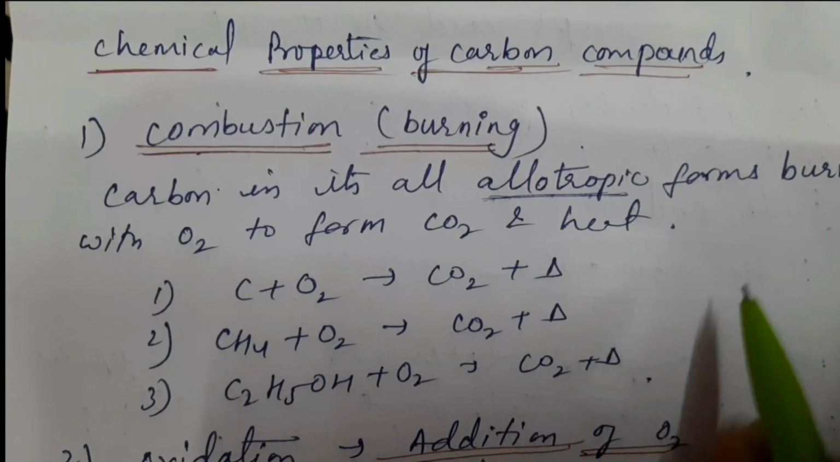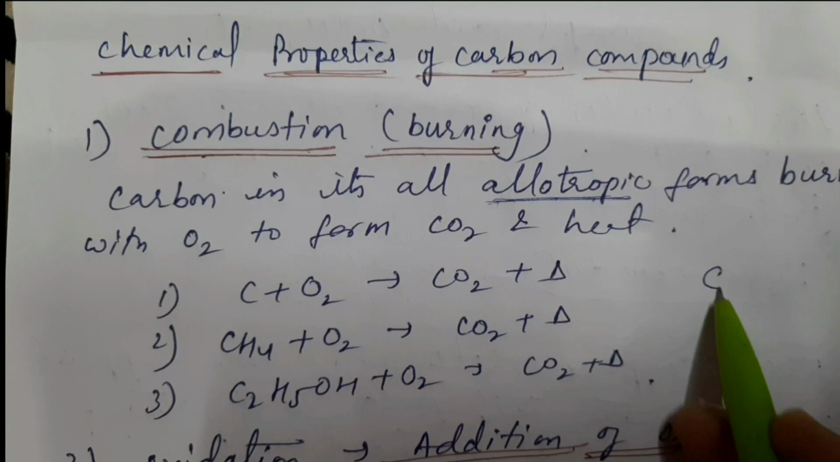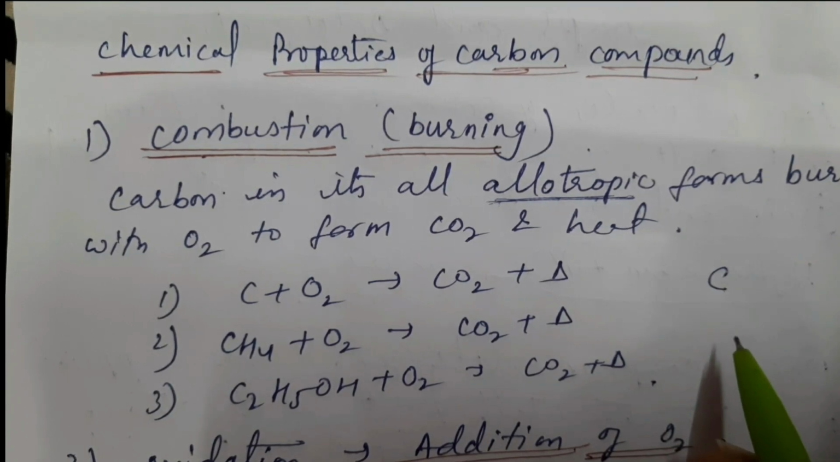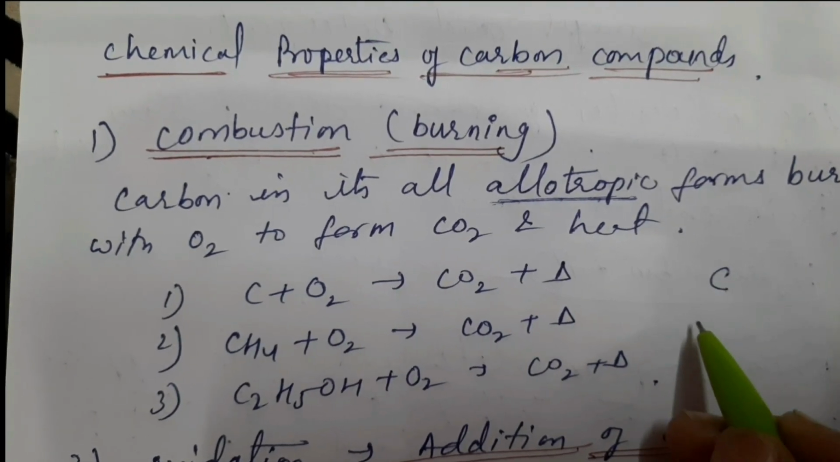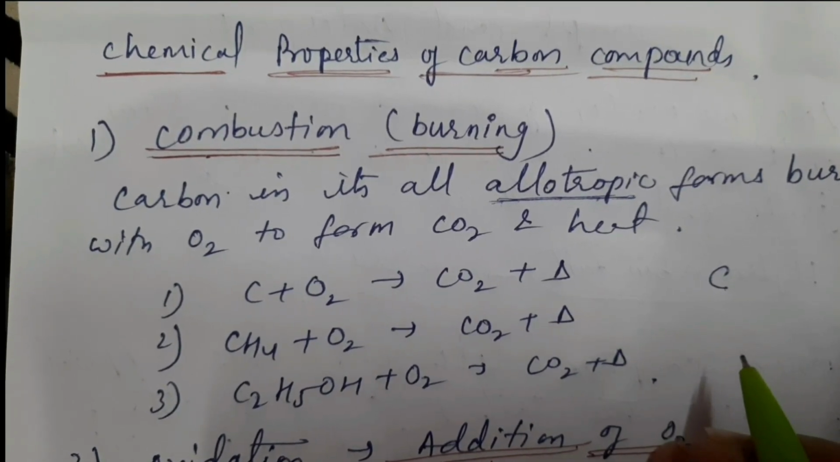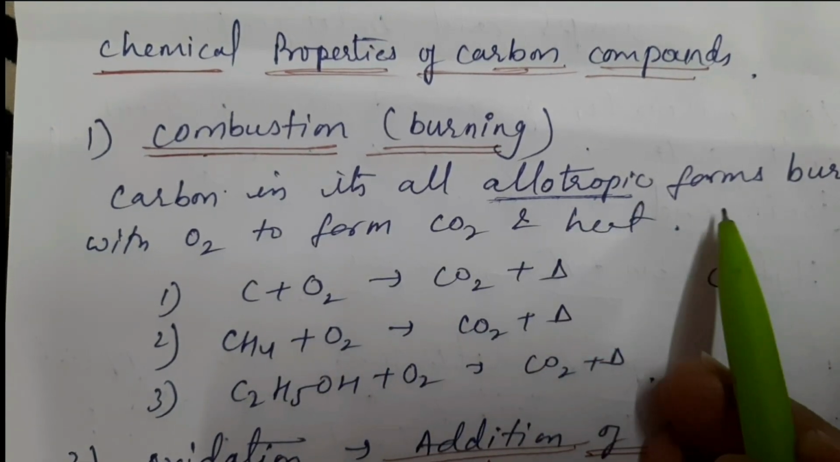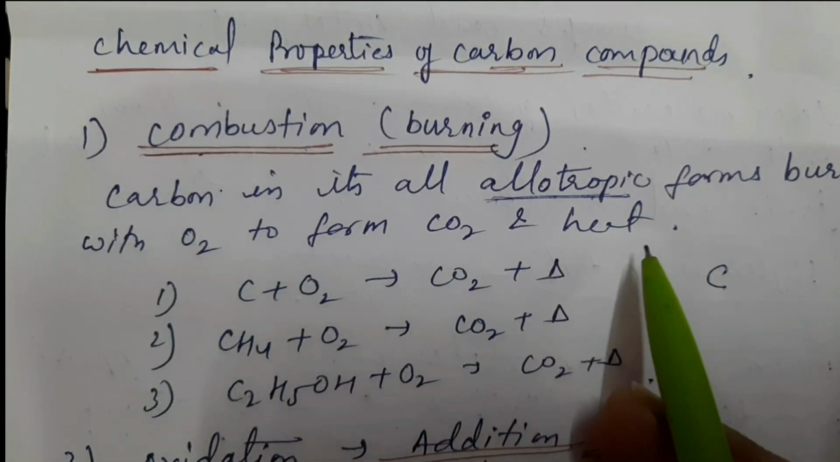The compounds of carbon are made up of carbon only, but because of their different structural arrangement, they show different properties. So those are called allotropes. For example, graphite and diamond are both made up of carbon only, but their properties are different. Graphite is cheaper and is used as a lubricant or good conductor, whereas diamond is the hardest and costlier. So the property is different. When the same element with the same formula has different properties, we call them allotropes. So here carbon in all its allotropic forms burns with oxygen to form carbon dioxide and heat.